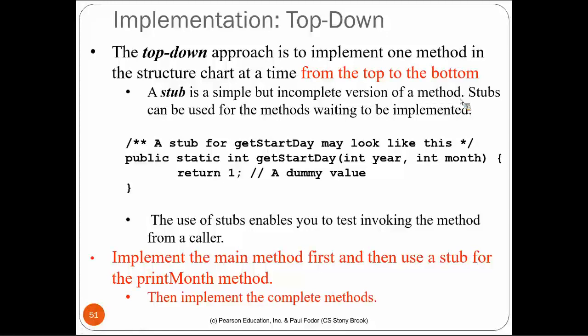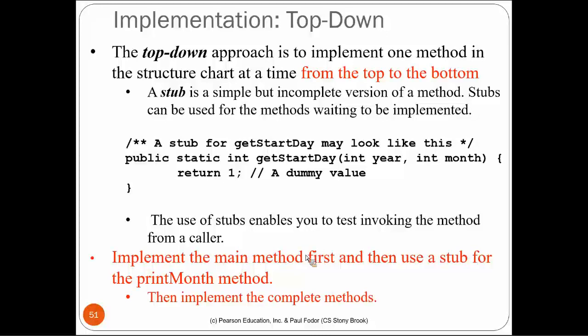Like for instance, getting the start day within the current month, like is it a Monday, is it a Tuesday, Wednesday, and so on, we return a default value like integer 1. It's a dummy value, but it will do for testing the methods above the current method. So the use of these stubs will let us test the caller independently from the lower level or children methods.